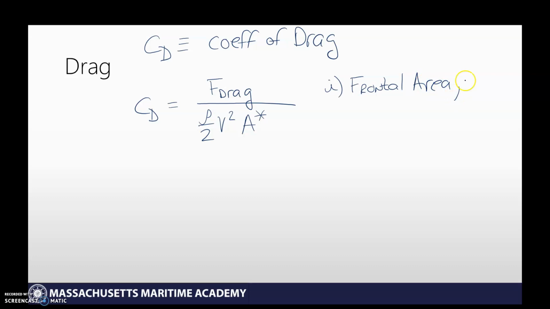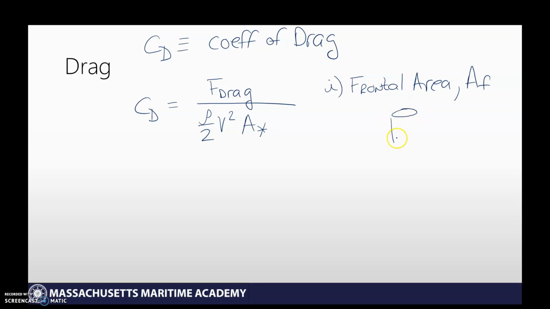And so the first version of A star could be frontal area, which would be A sub F. And actually, I should have that star down here because we're replacing that with these little subscripts. Okay, and so what's the frontal area? Well, that would be the area as seen from the stream.